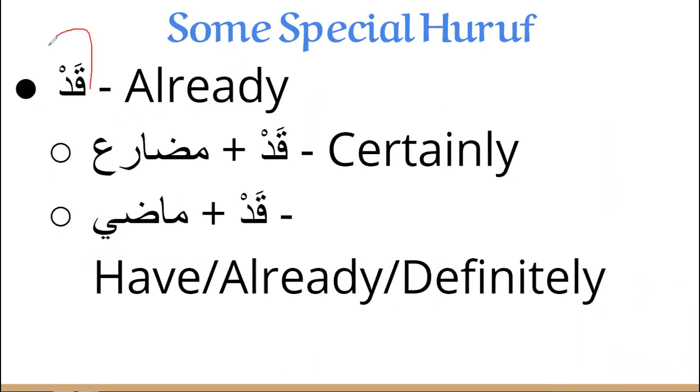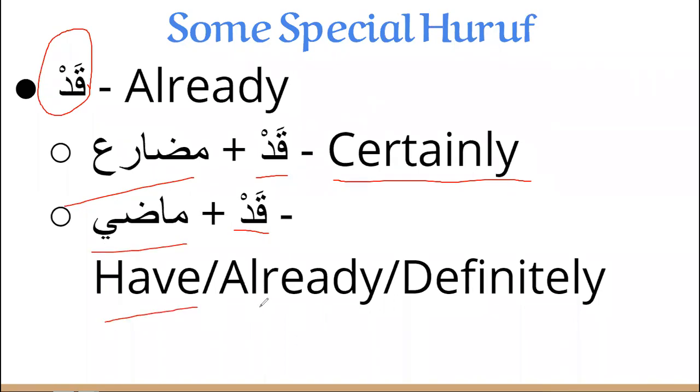Qad means already, and it is also used for emphasis. If you use qad with a mudari, that means certainly. If you use qad with a madi, then it means already, have, or definitely. It will translate as definitely or already. Like Allah says in the Quran, qad aflahal mu'minun. The believers are already successful. Allah is saying that they are already successful.